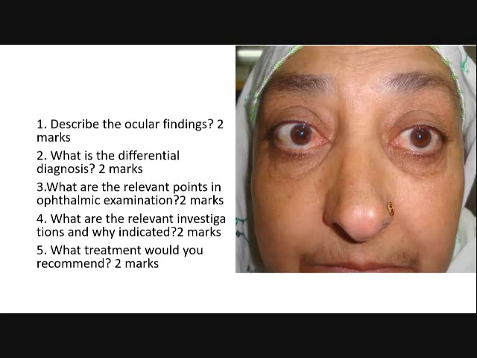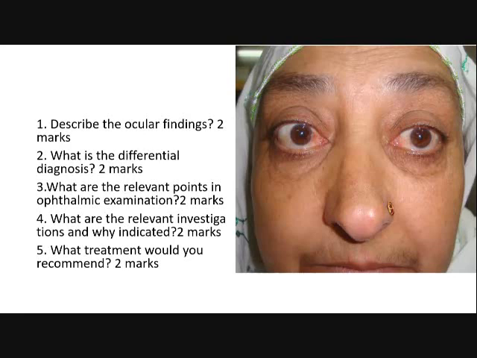What are the relevant points in the ophthalmic examination? What specific examination would you like? Optic nerve function. Excellent. What optic nerve functions? The most important functions of the eye. Visual acuity, color vision, confrontation test, pupillary reaction, finding any afferent pupillary defect, and the color of the optic disc. Is there any pallor or not?